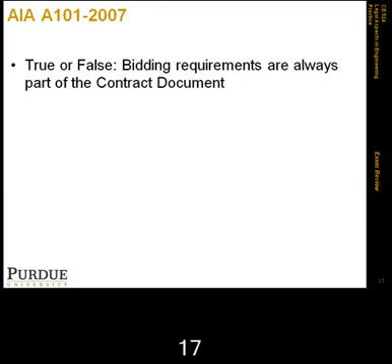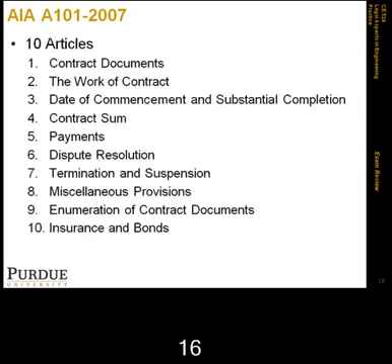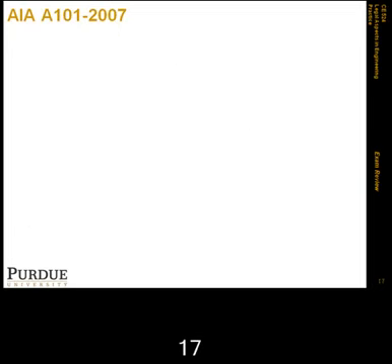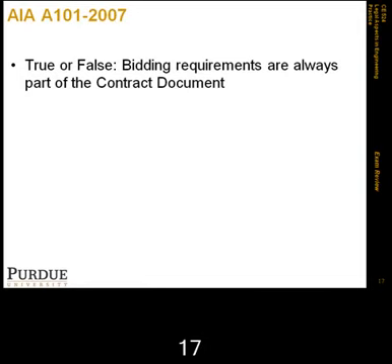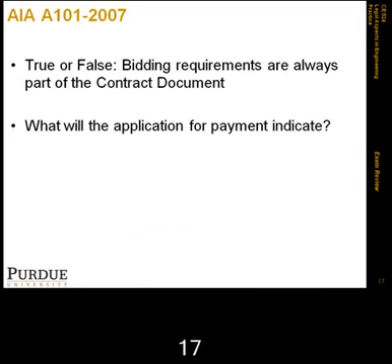So it's true or false: bidding requirements are always part of the contract documents. No, they're not always. So the answer is false. They would be if they're enumerated later on in Article 9, enumeration of contract documents. So that would be the only case where they'd be included. What is the application for payment? What will the application for payment indicate?